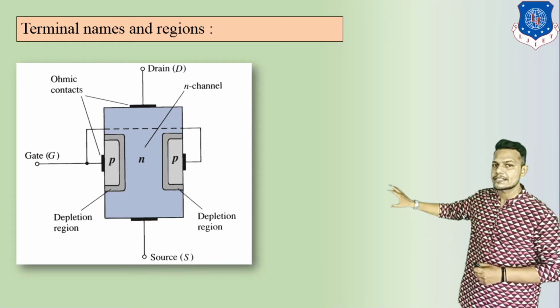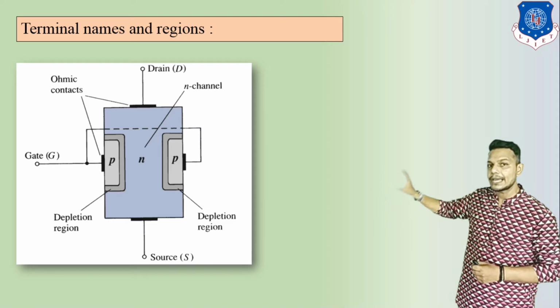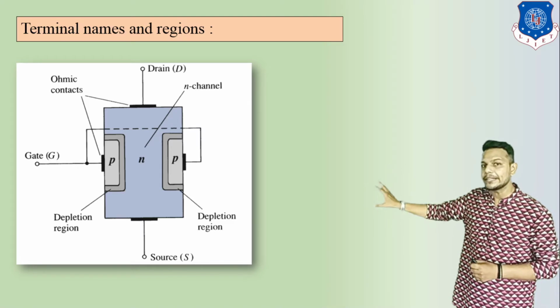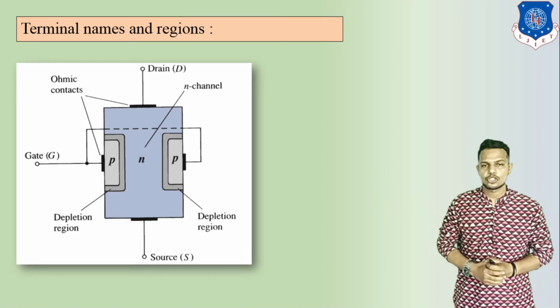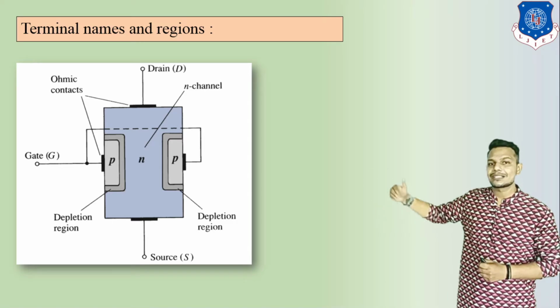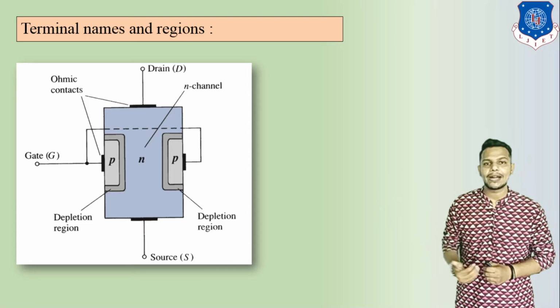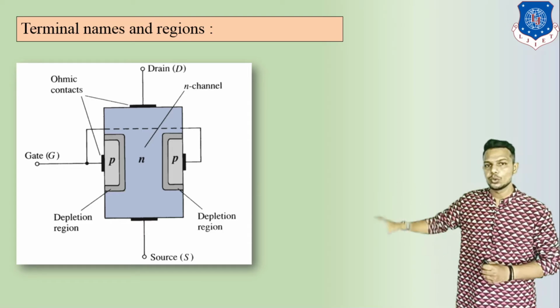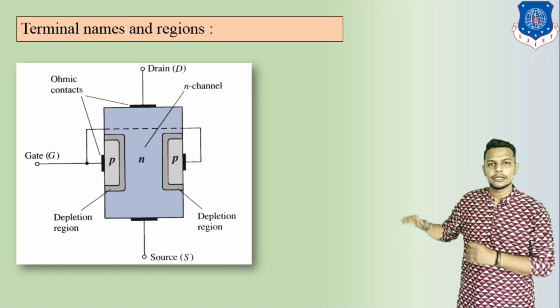Now here we can see N-type material. Between the N-type material and P-type material there is a depletion region. So we are going to discuss this depletion region, and how current flows and how current is reduced through this depletion region is our main theory in this topic.